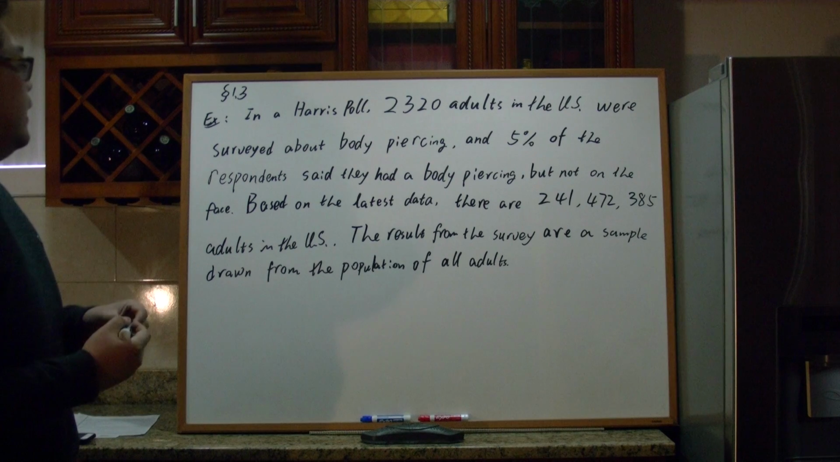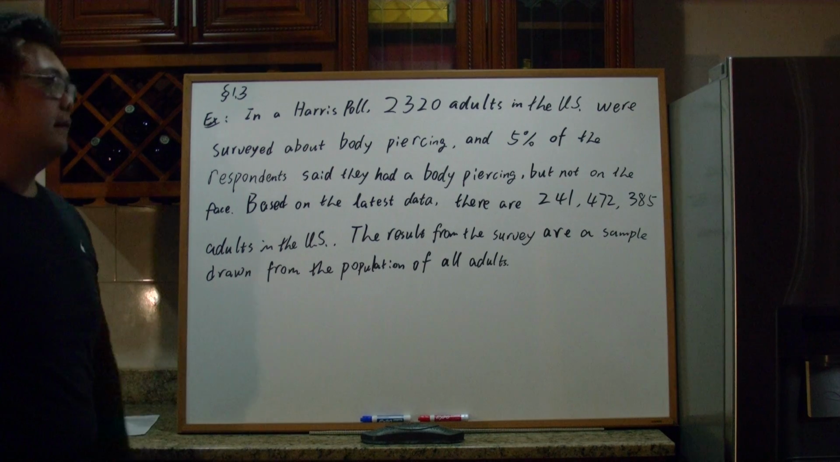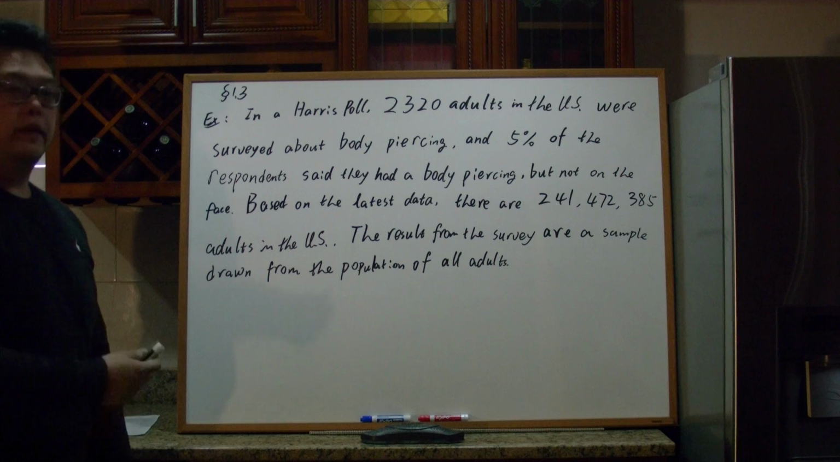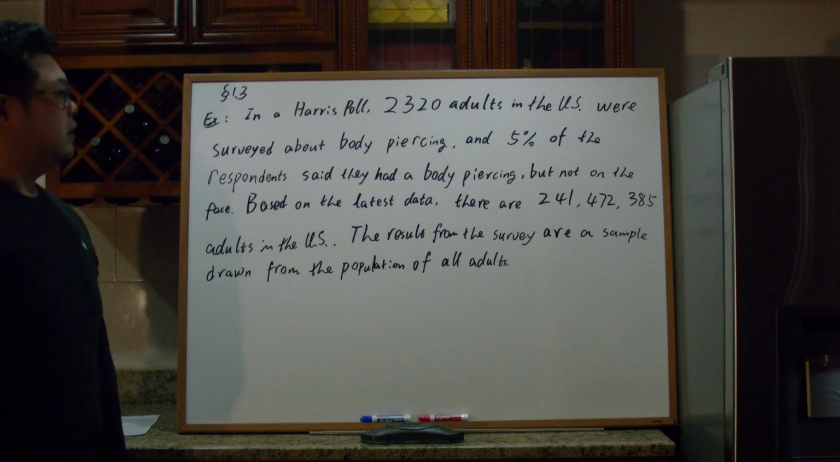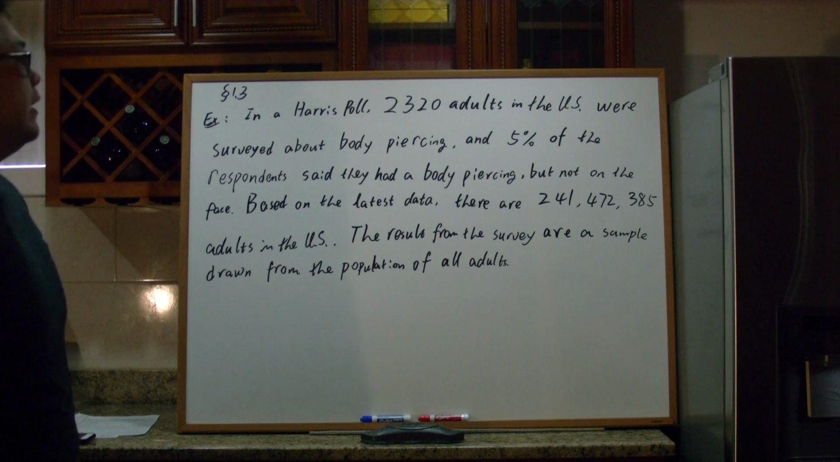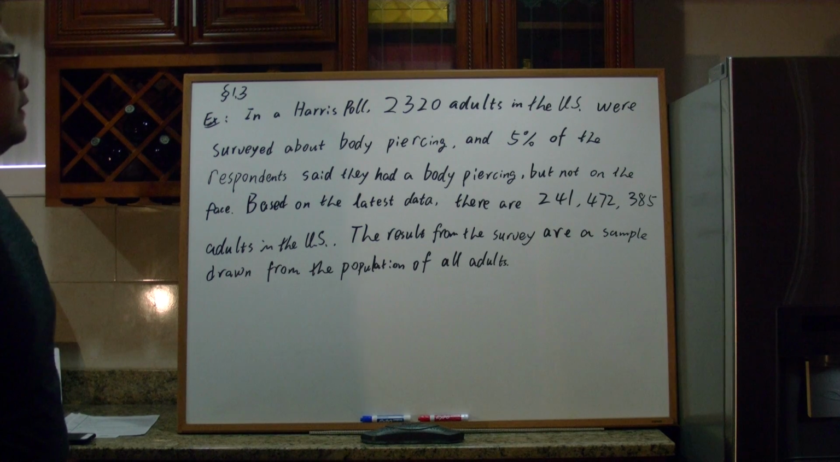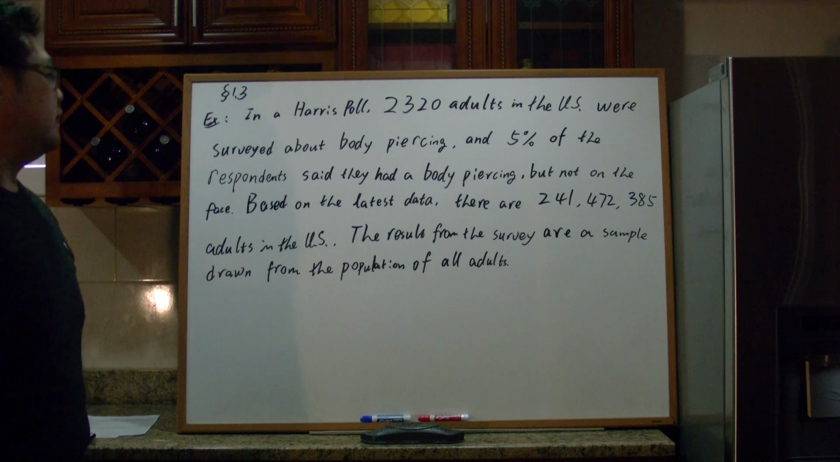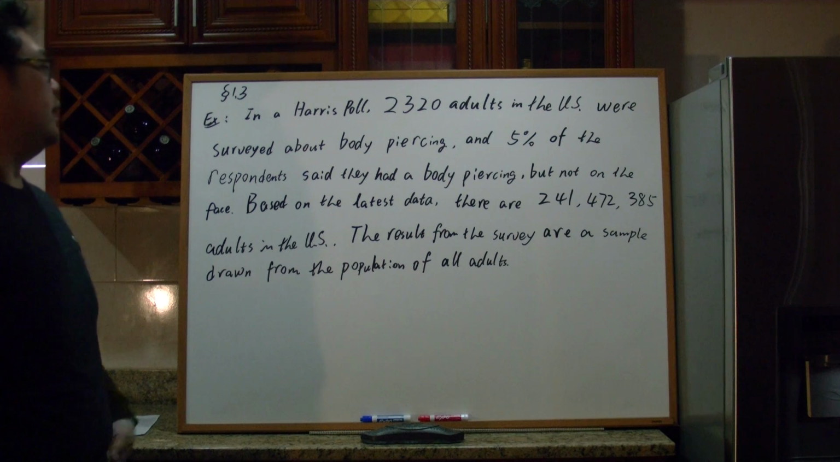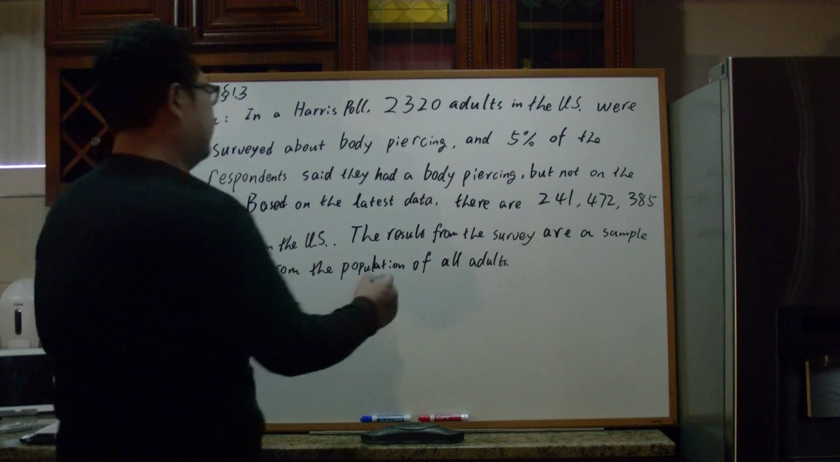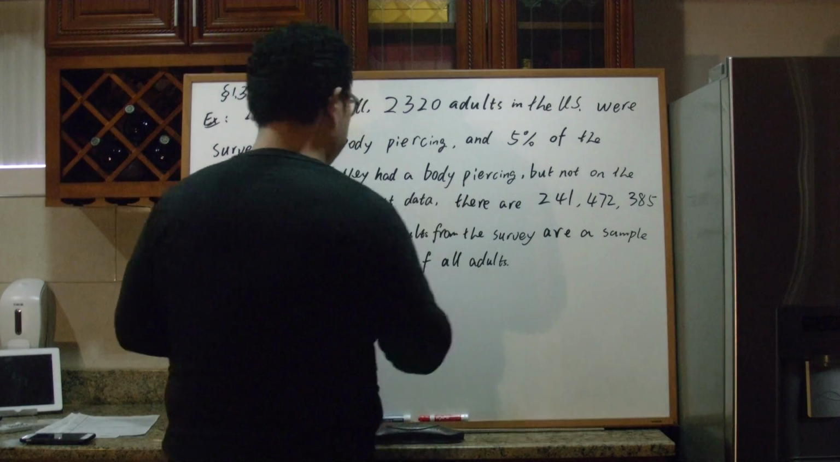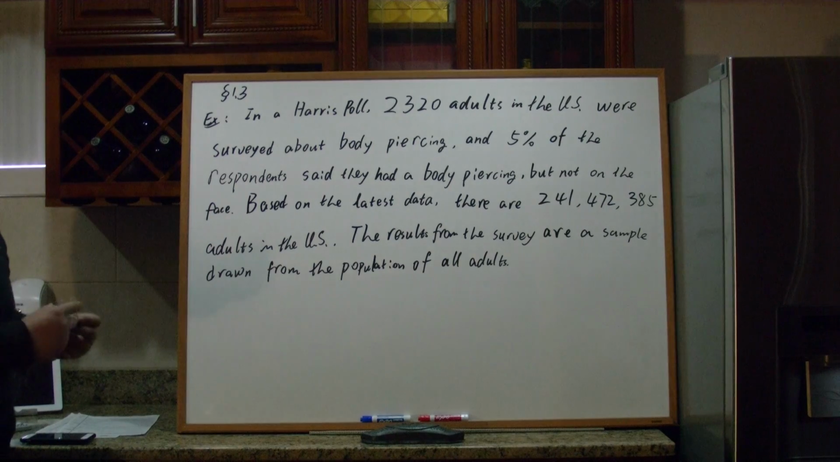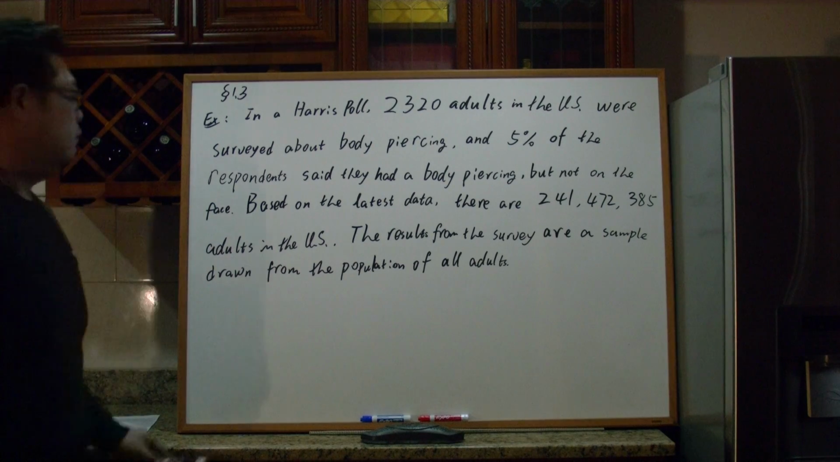Right, and besides, based on the latest data available when the question was written, there are 241,472,385 adults in the United States. The results from this survey are a sample drawn from the population of all adults.